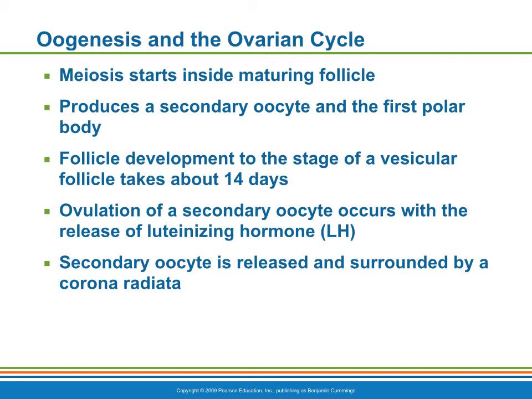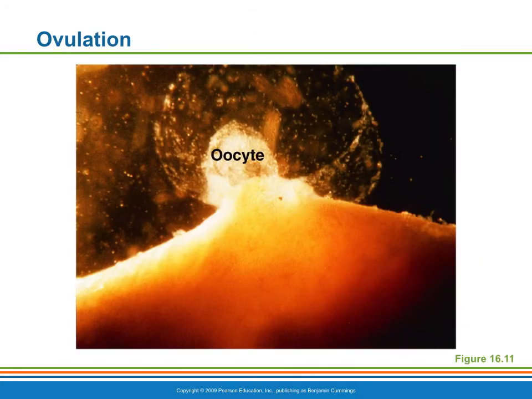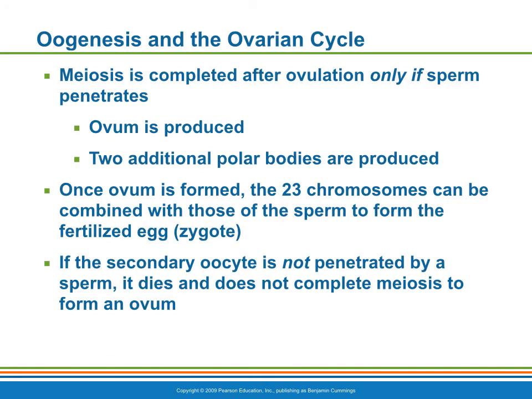The follicle development to the stage of the vesicular follicle takes about 14 days, and then ovulation of a secondary oocyte occurs with the release of luteinizing hormone. Here's where you've got an oocyte that's being released from the ovary. Now, meiosis is complete after ovulation only if sperm penetrates. Okay, so the ovum is formed. It's got 23 chromosomes. It combines with the sperm to form a zygote. If it is not penetrated by the sperm, it dies and does not complete meiosis to form an ovum.